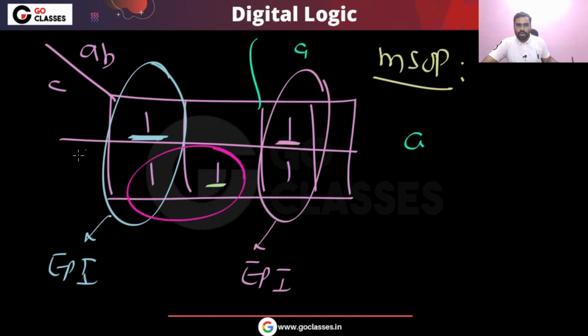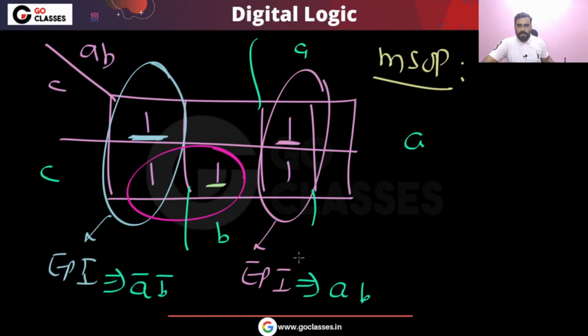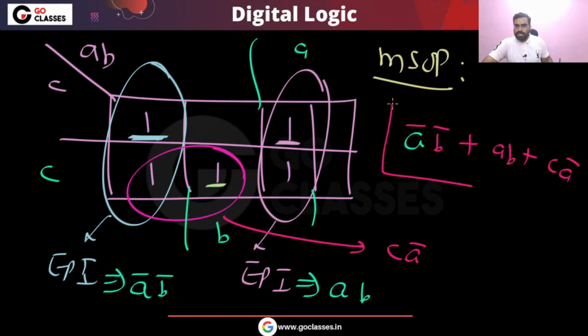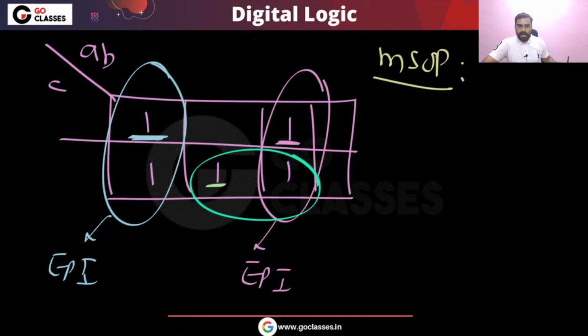This is the area of A, this is the area of C, this is the area of B. So finally this is your area of A bar B bar. And what is this one? This is in the area of AB. And this red one will be in the area of C A bar. So finally your minimum SOP will be A bar B bar, or AB, or C A bar. So this is one minimum SOP. Another minimum SOP is possible here. Another minimum SOP will be A bar B bar, or AB, or this one.